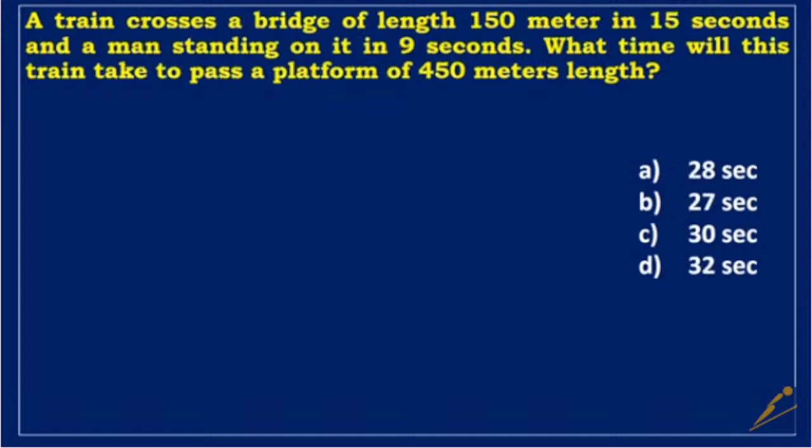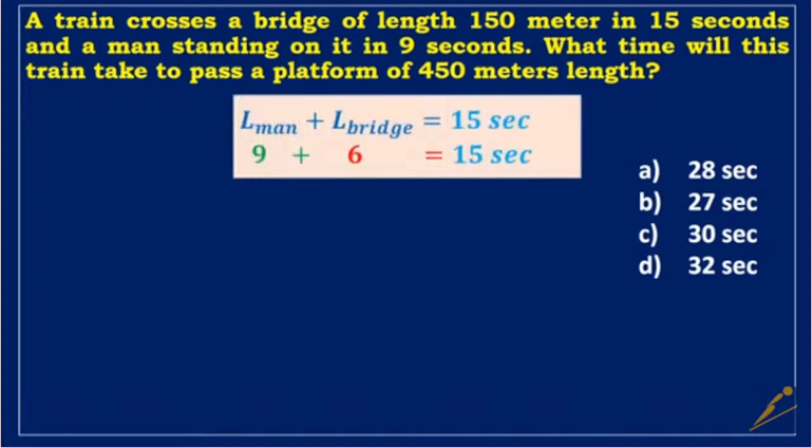A train crosses a bridge of length 150 meters in 15 seconds and a man standing on it in 9 seconds. What time will this train take to pass a platform of 450 meters in length? According to the given data, it takes 15 seconds to travel the man and a bridge.